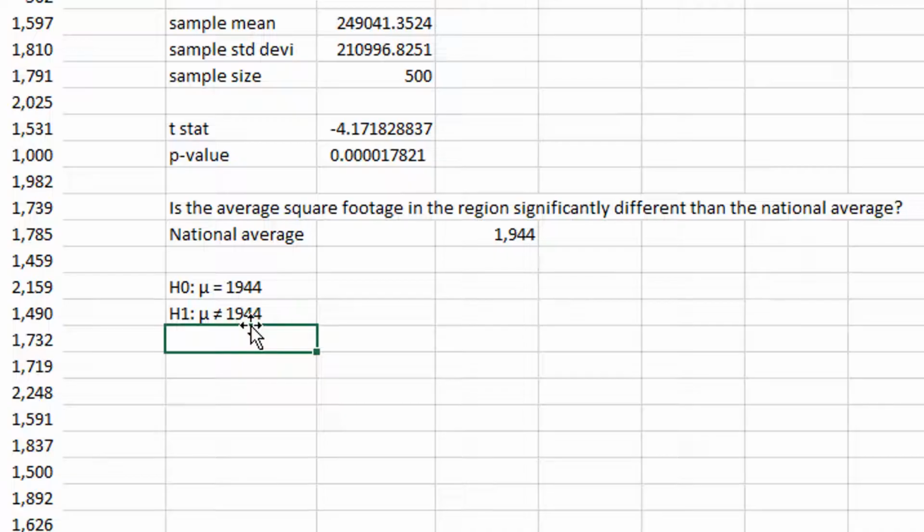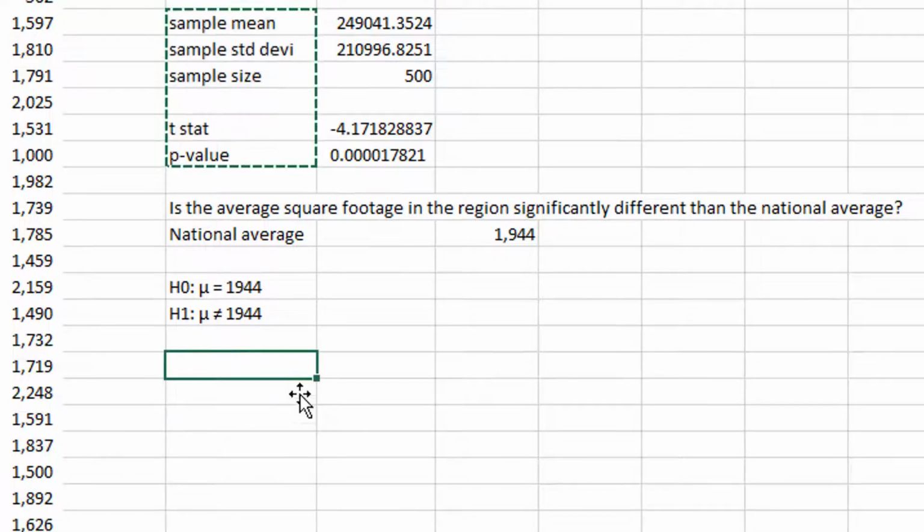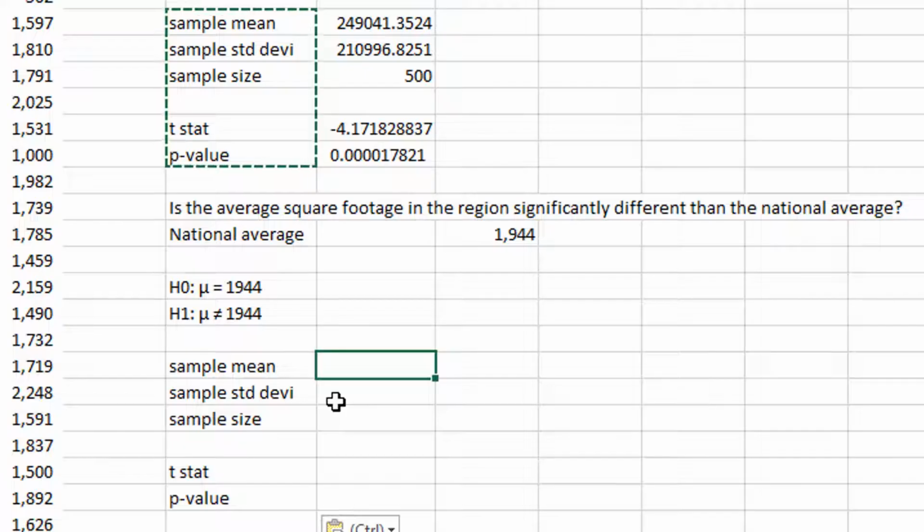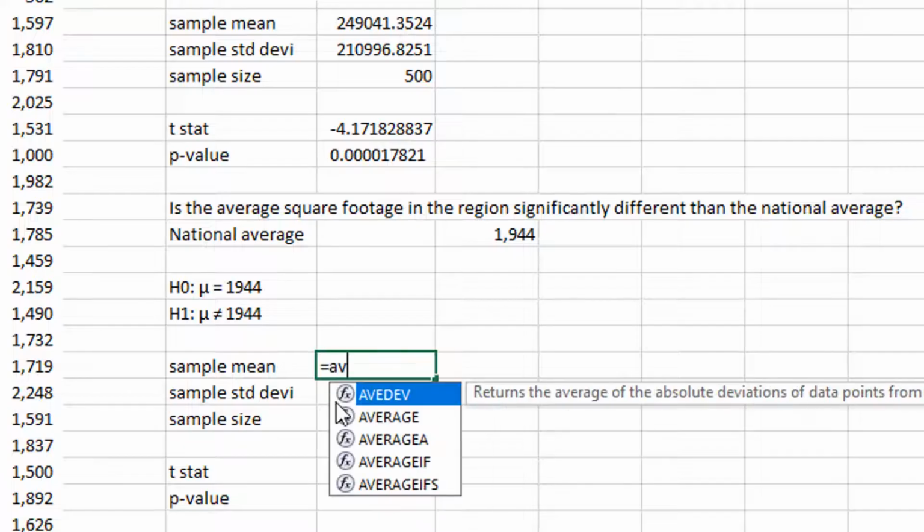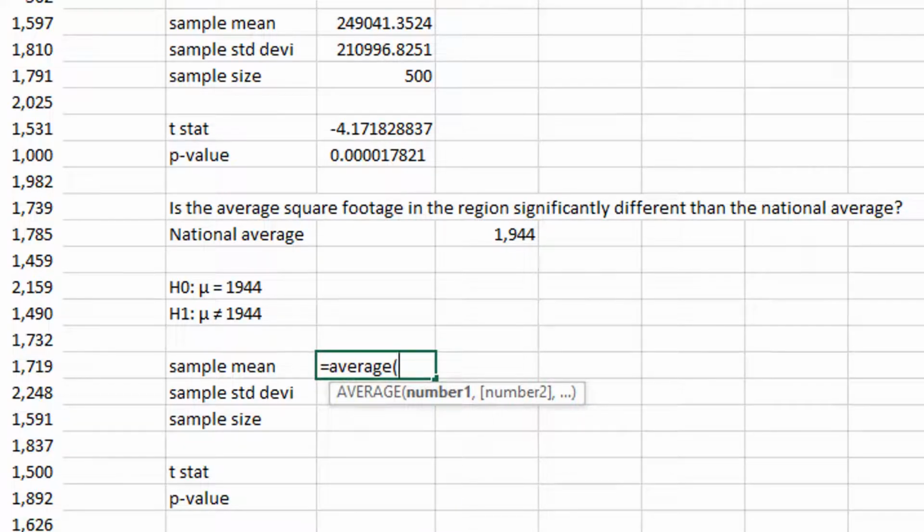I'm doing a two-tailed test because the question is asking if there's evidence that the square footage is different than the national average. Okay, now I'm going to need the same stats. I'm going to need the sample mean, sample standard deviation, and sample size, but I need them from the square footage column. Easy to do. Average of column E.